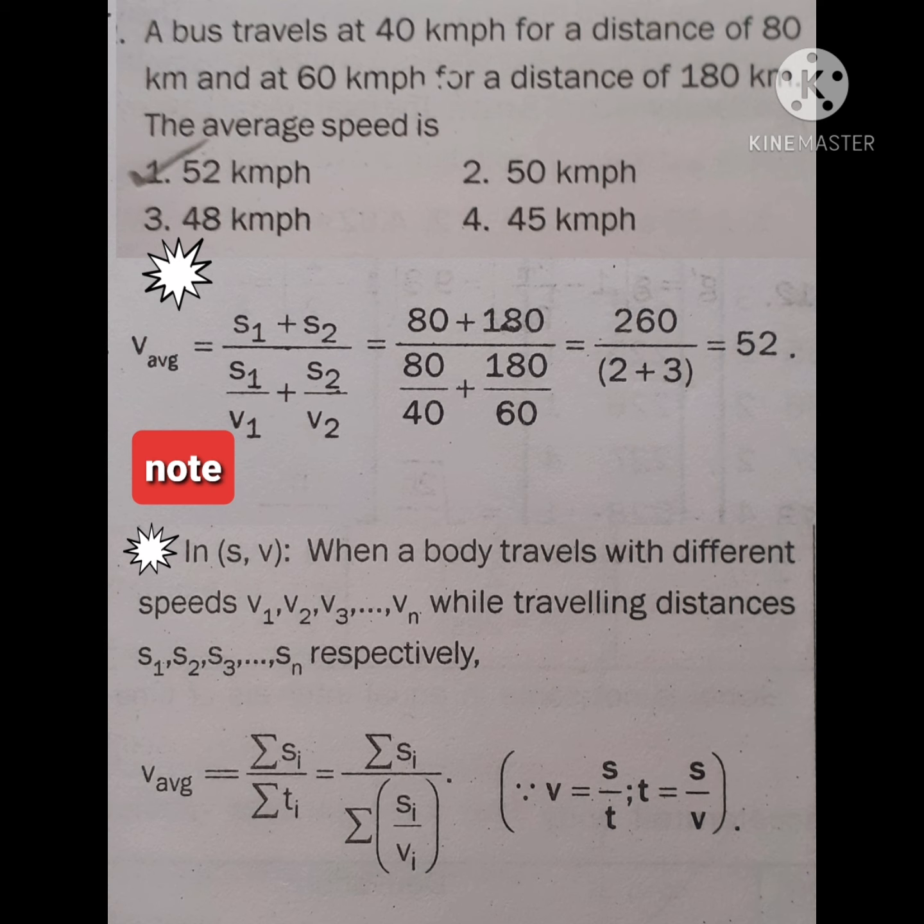Before solving this problem, I already gave a note and discussed it in the previous question. By utilizing that note, we know that the average velocity of the body can be calculated as s1 plus s2 by s1 by v1 plus s2 by v2. Here s1 plus s2 is 80 plus 180, by 80 by 40 plus 180 by 60. That can be written as 260 by 2 plus 3, and that is equal to 52.